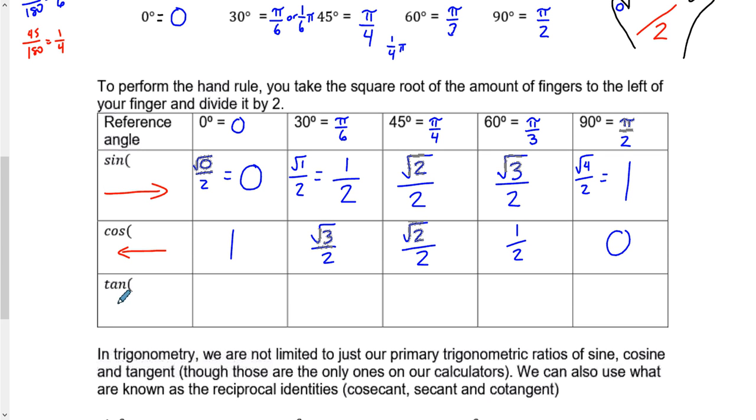For tangent, and this is actually one thing that we're going to talk about in identities, it is actually just the sine divided by the cosine. So we can do some of them really quickly. Some of them take a little bit extra work. For example, 0 divided by 1 is 0. I'm going to skip this one for a second. Root 2 over 2 divided by root 2 over 2. Anything divided by itself is 1. 1 divided by 0 is undefined.